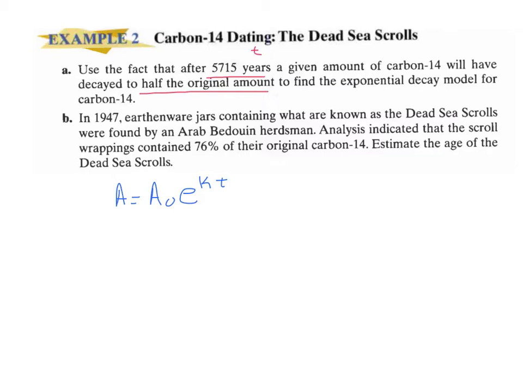My original amount is A sub 0. So let's go ahead and start substituting that. I know my original amount is whatever this is, e to the power of, I don't know k, we're going to solve for that in just a moment, 5,715. Well, if I begin here, and the half-life happens after this many years, I must equal half of whatever it is that I'm starting with. And now if I divide both sides by A sub 0, I end up with this.